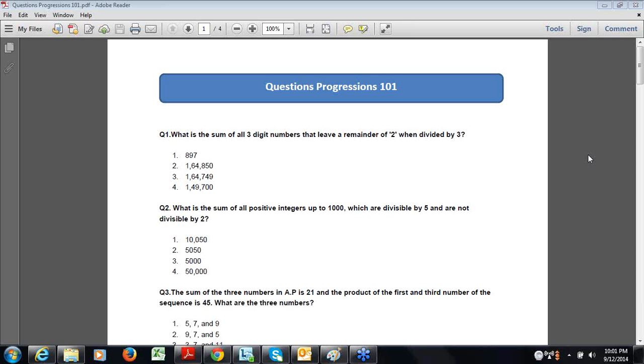So today we have to discuss progressions. Arithmetic progression, geometric progression, harmonic progression. We will be solving questions on all the types of progressions. I hope you all had a class with Arun sir on this.